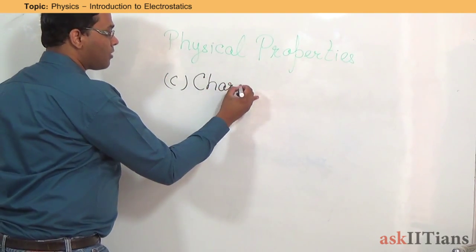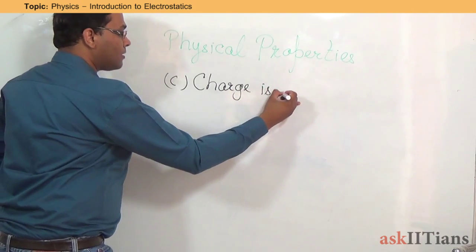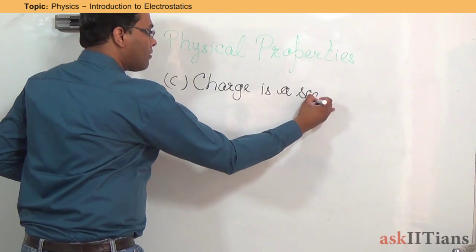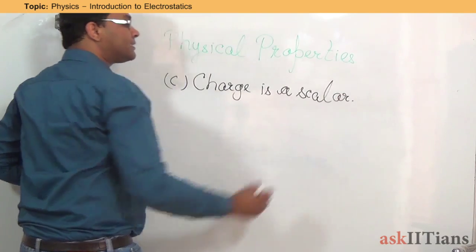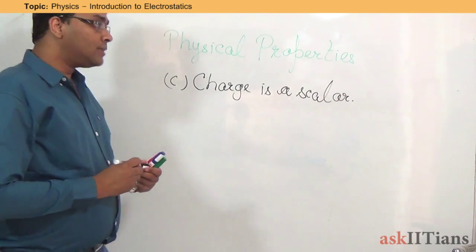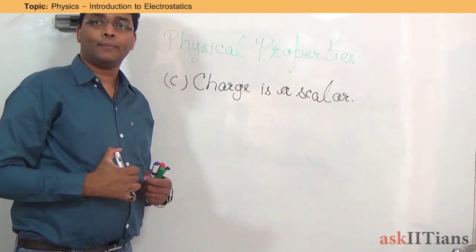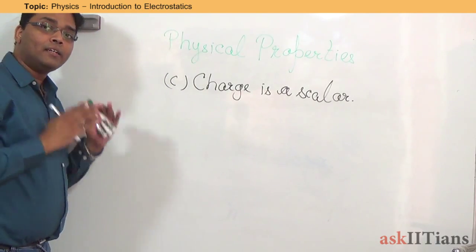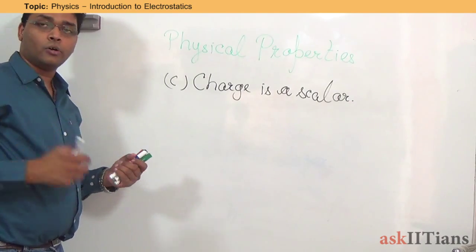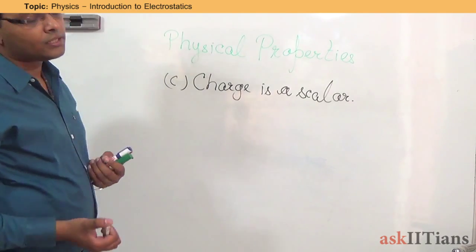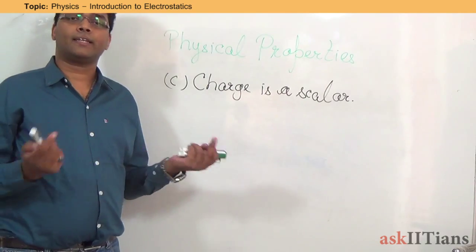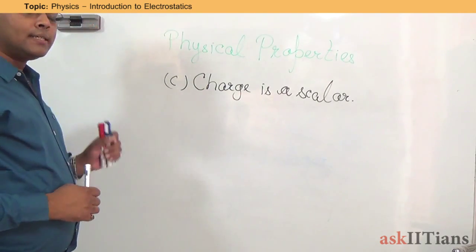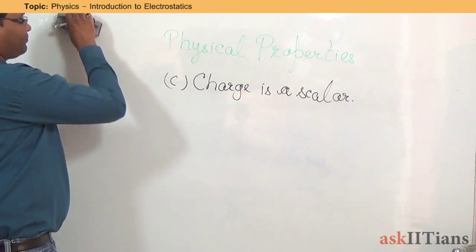Charge is a scalar. So charge is actually a scalar quantity. Okay? So it's not a vector, you can just add or sum up charges like normal things. If it's a positive charge, you take it as positive, if it's a negative charge, you take it as negative. So charge is basically a scalar quantity.